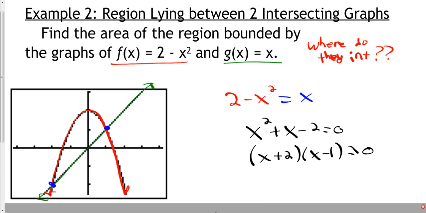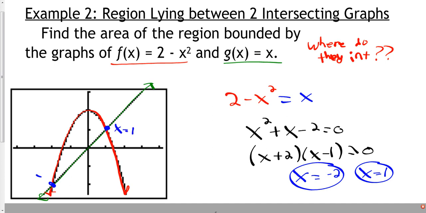So I think that my blue points are x equals negative 2 and x equals 1. You might have been able to get there. So this is x equals 1. This is x equals negative 2. That's x equals negative 2, if you can't read it. So that's a huge step towards solving this problem.